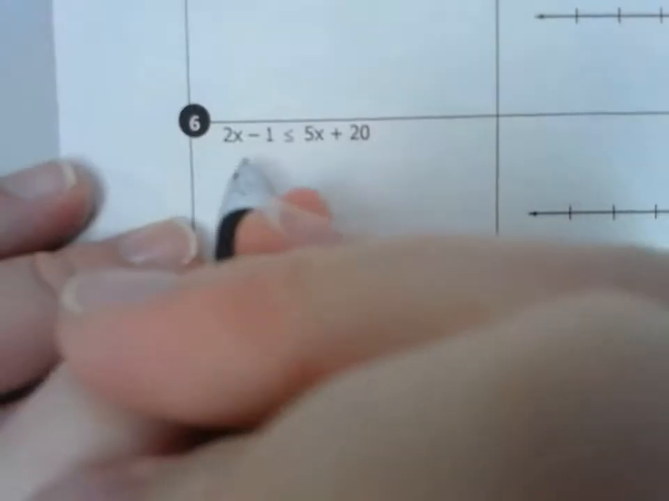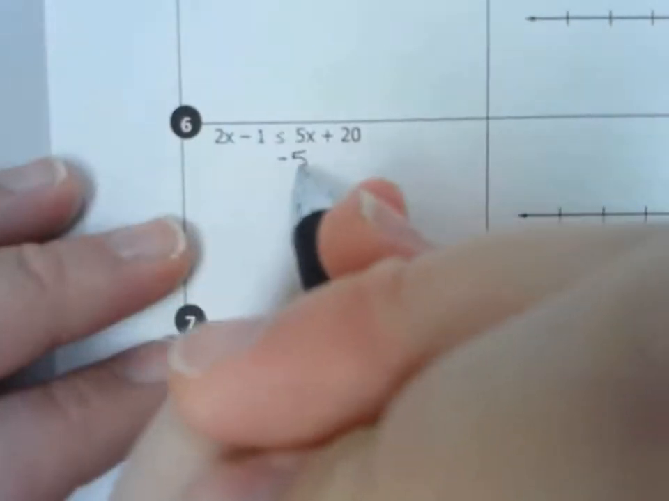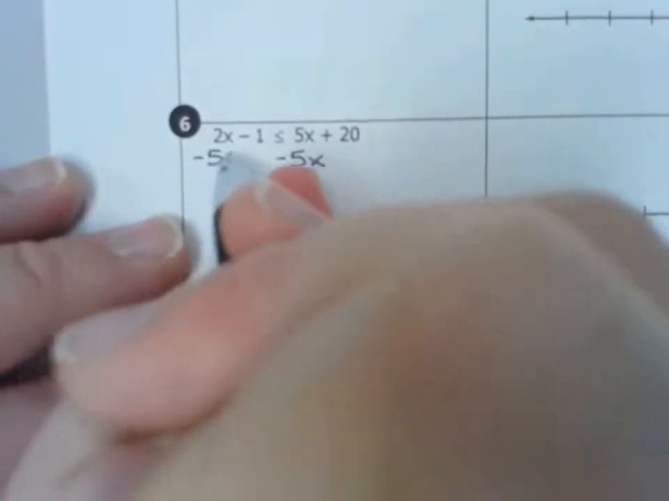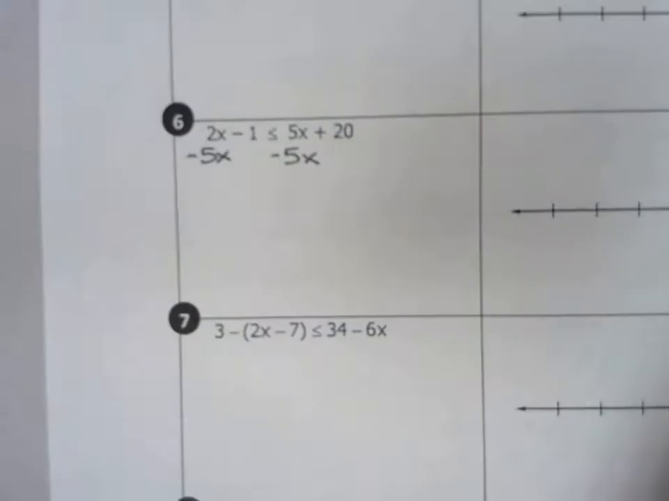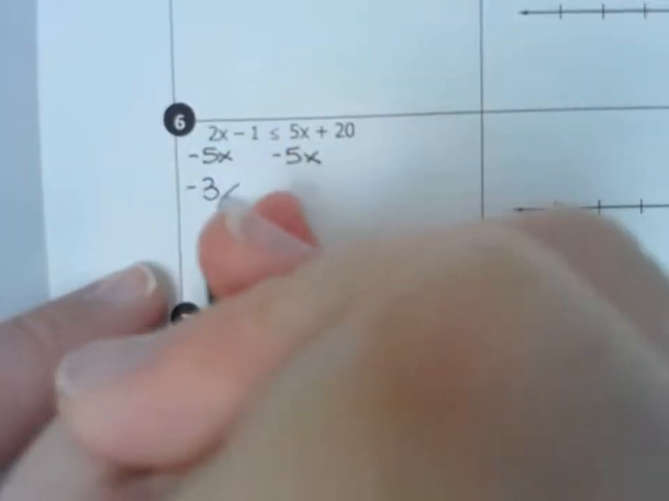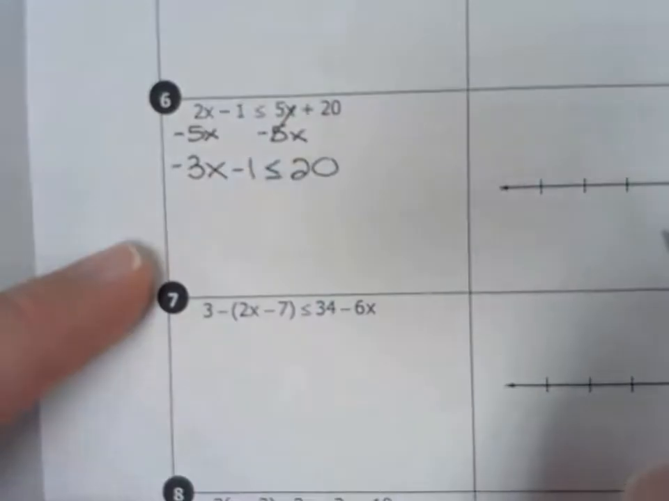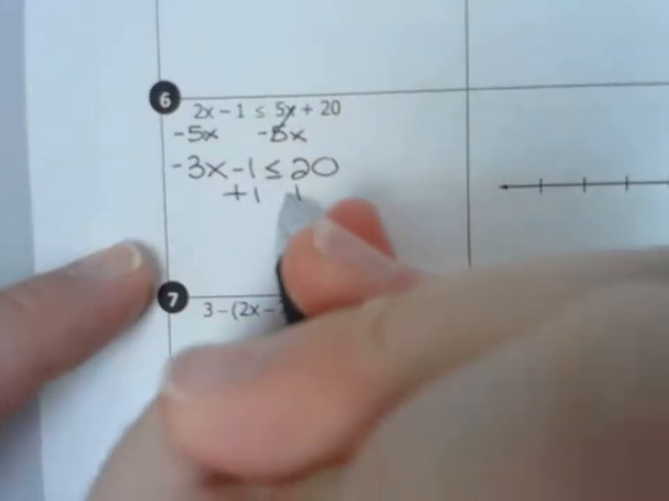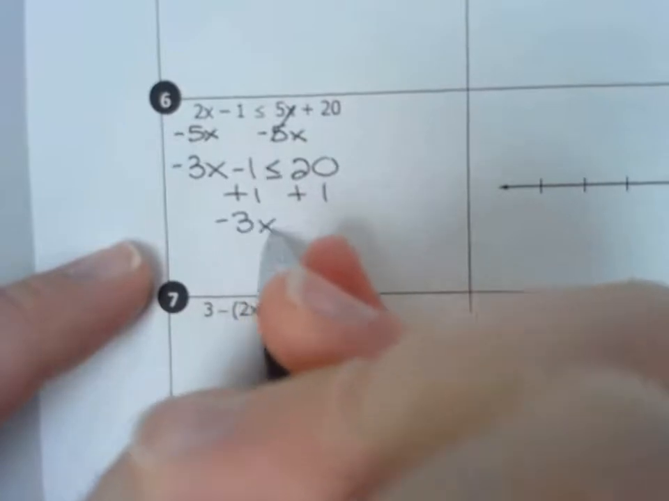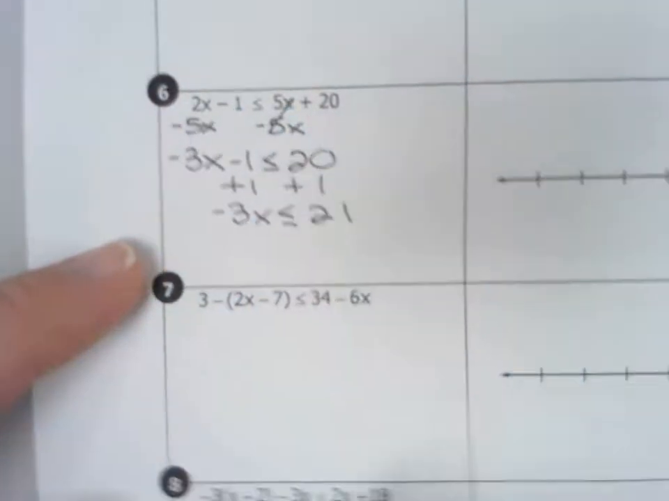So we're going to get my variables together. We're going to subtract 5x. You could also subtract 2x, but I'm just going to subtract 5x. 2x minus 5x, start from the left. 2x minus 5x, negative 3x minus 1 is less than or equal to 20. Add 1, negative 3x is less than or equal to 21.